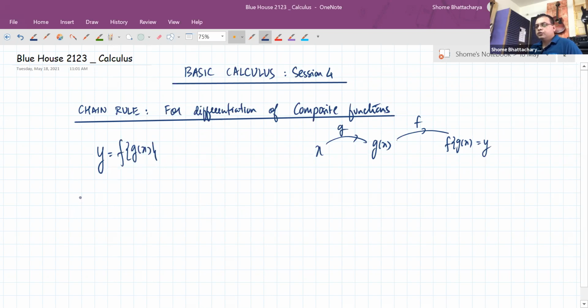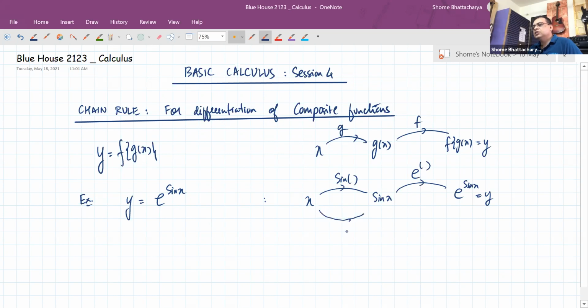So for example, if I have the function y equal to, let's say, square root of, or we did a square root function last time, so let's take something else. Suppose we have y equal to e raised to the power sin x. Now this is a good example of a composite function, because here from x we have first operated sine, so we got sin x. And then on that we have operated the exponential function. So we've got the exponential of sin x, and that is the value of y.